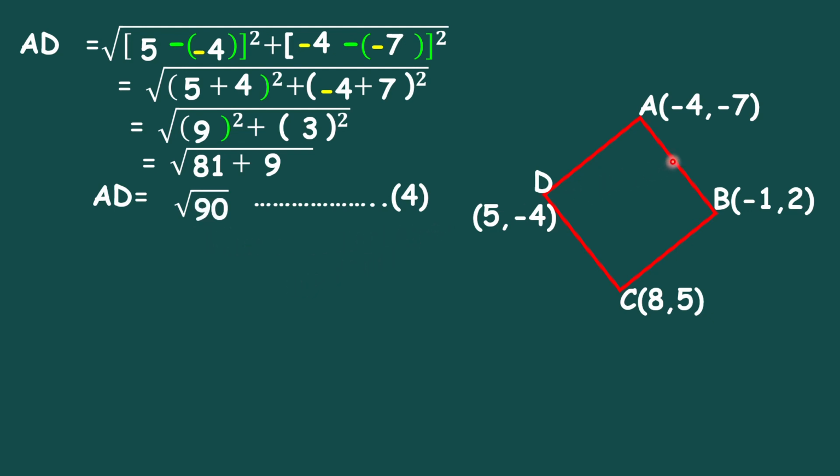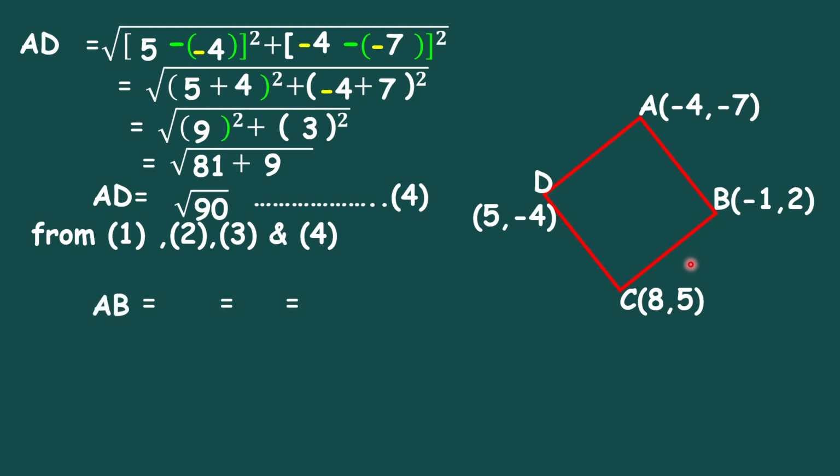The length of AB is equal to how much? Root of 90. From 2, the length of BC is nothing but root of 90 and length of CD is nothing but root of 90, and from 4, the length of AD is nothing but root of 90. That means this quadrilateral have its all sides are congruent from 1 to 3 and 4. AB is equal to BC is equal to CD is equal to AD.